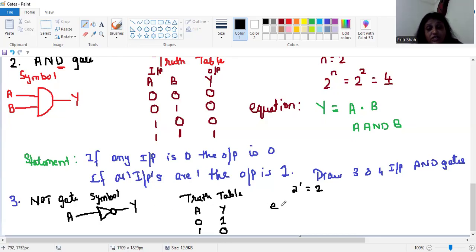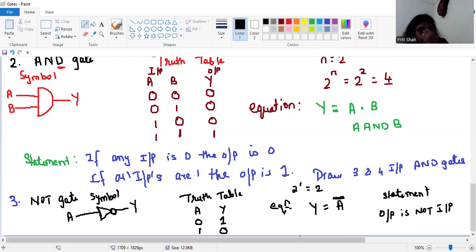And what about the equation? The equation for the NOT gate will be Y is equal to A bar, or not A. This bar represents negation. Negation means output is not input. Or we can write that as a statement: the output is not input. Okay, the output is not input.